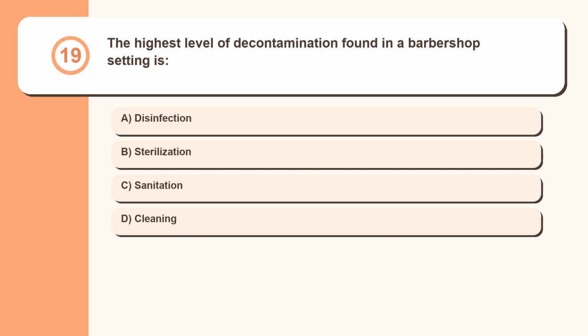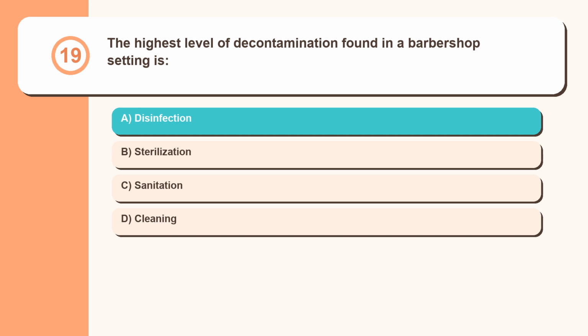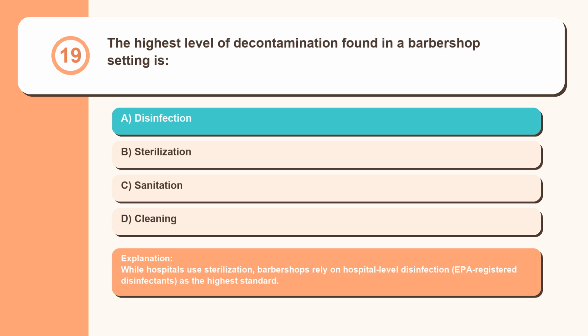Question 19. The highest level of decontamination found in a barbershop setting is disinfection, sterilization, sanitation, cleaning. While hospitals use sterilization, barbershops rely on hospital-level disinfection, EPA-registered disinfectants, as the highest standard.